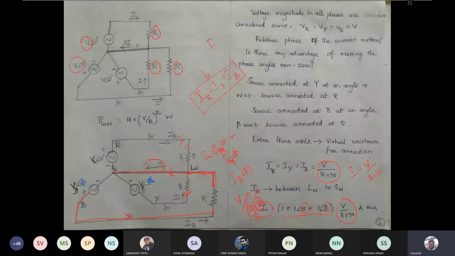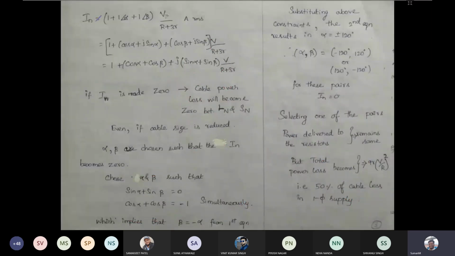That is our motive. The sum of currents at the junction is going to be equal to 0 at any instant of time. So this is our 1 plus 1 angle alpha plus 1 angle beta. Now you know that 1 angle alpha can be written as cos alpha plus j sin alpha. This is polar to rectangular. Similarly, 1 angle beta can be written as cos beta plus j sin beta. Again, you are having V divided by 3R.